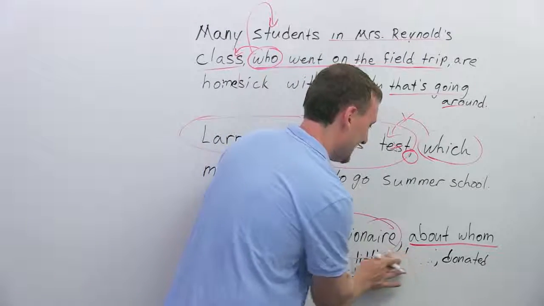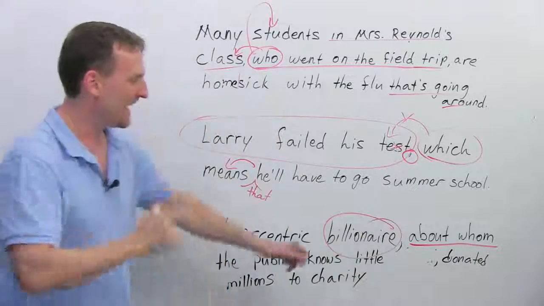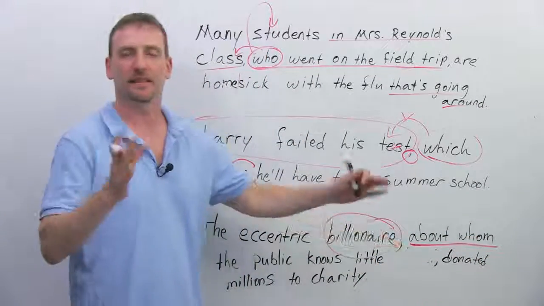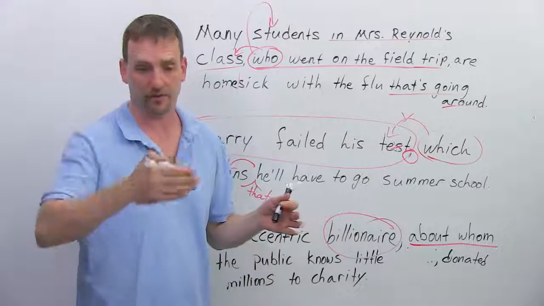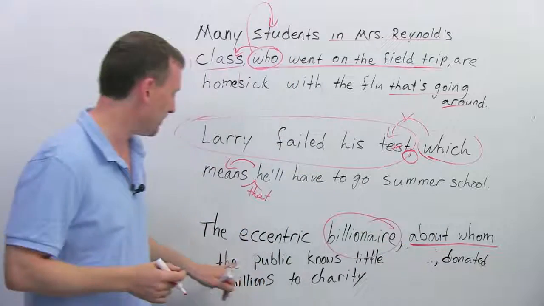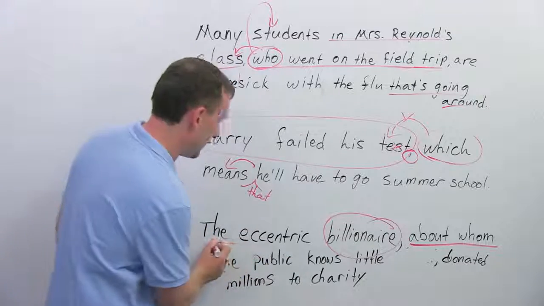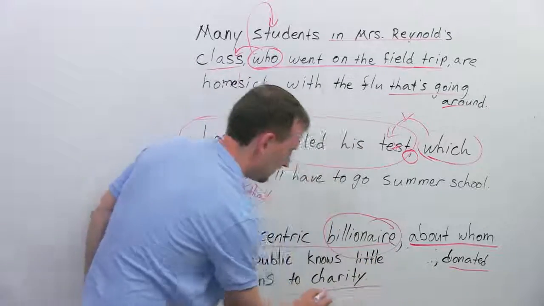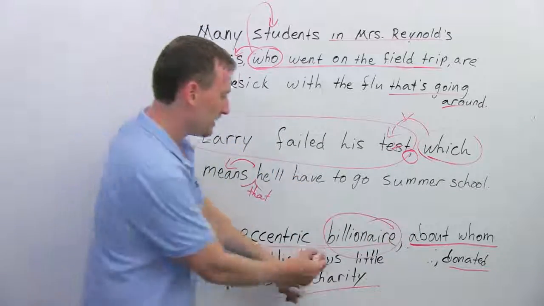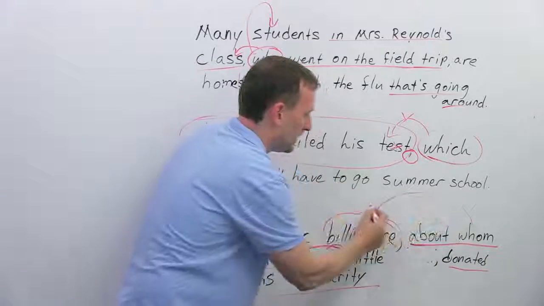Sorry, I doubled here. Don't do that. Don't put the preposition both at the beginning and the end, only at the beginning. You could say whom the public knows little about. But some grammar teachers will tell you that's bad English. Never put about at the end of the clause. Always put it at the beginning or other places. About whom the public knows little, the eccentric billionaire donated millions to charity. That's your independent clause. About whom the public knows: so knows is your verb, knows little about the billionaire.